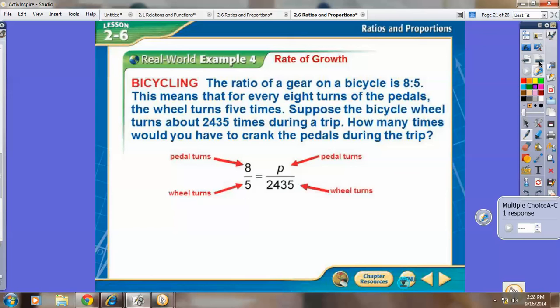Okay. So on your paper, put 8. And then next to it, put pedal turns. That numerator we are denoting as a number of pedal turns. What does 5 represent? Wheel turns. So in your ratio, we have 8 in the numerator. We're going to put 5 in the denominator. Put wheel turns in our denominator.